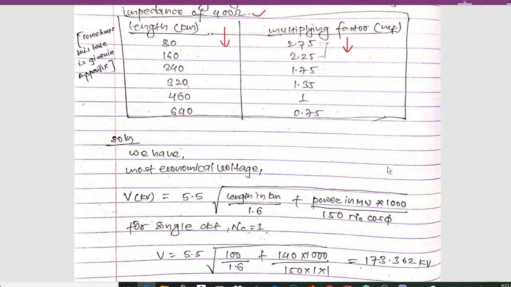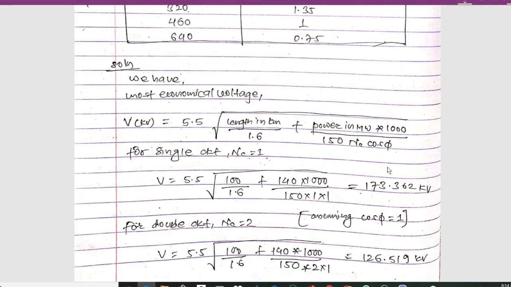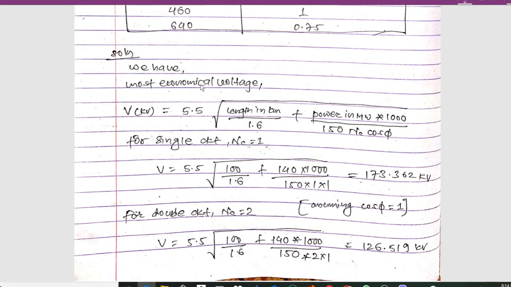So let's start the solution. The very first step is to determine the most economical voltage. Here we have the formula to determine the most economical voltage, that is V in kilovolt is 5.5 times the root of length in kilometer upon 1.6 plus power in megawatt into 1000 upon 150 NC cos phi. For a single circuit the value of NC will be 1. Similarly, for a double circuit the value of NC will be 2.